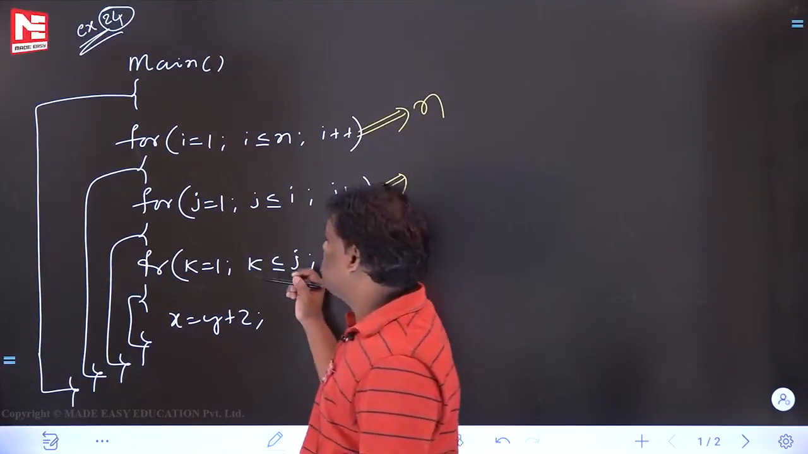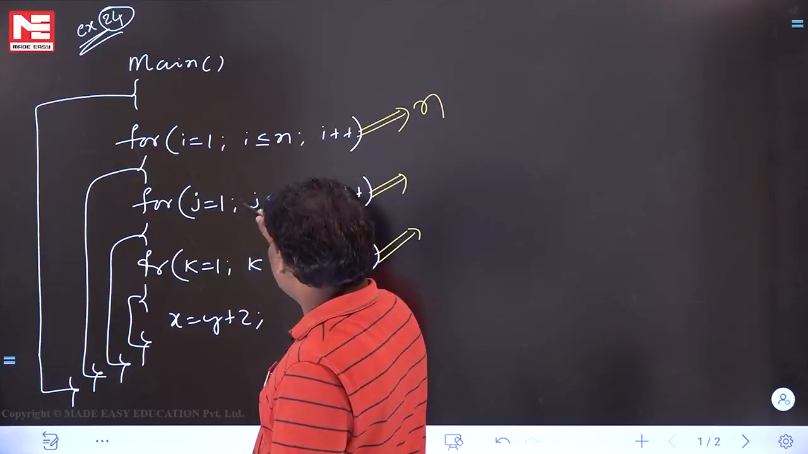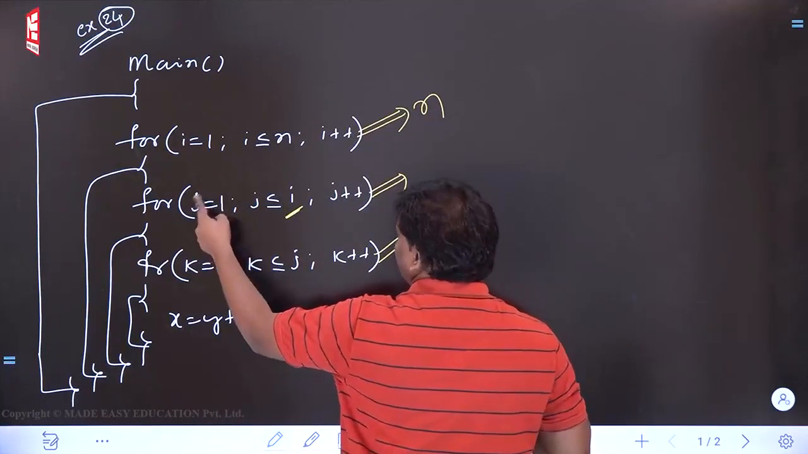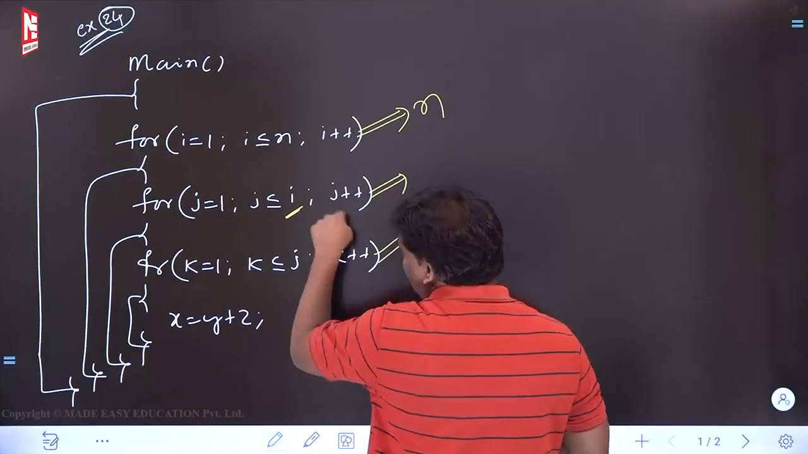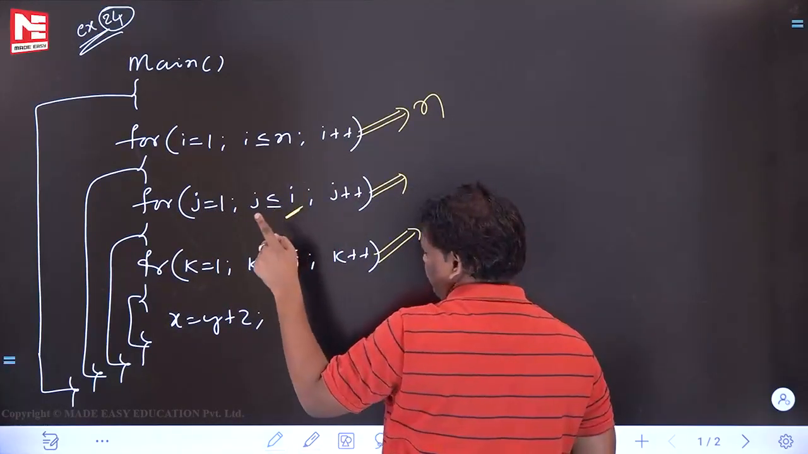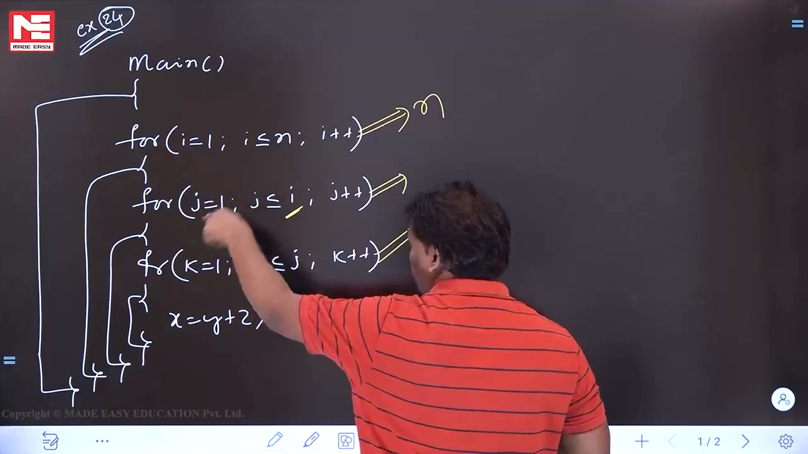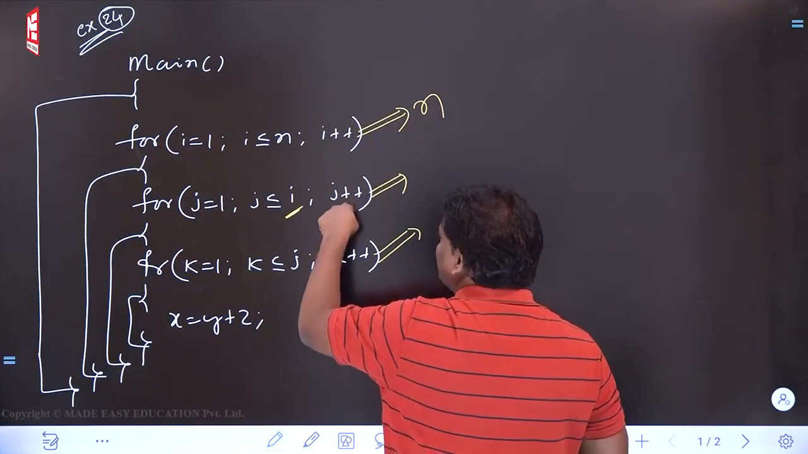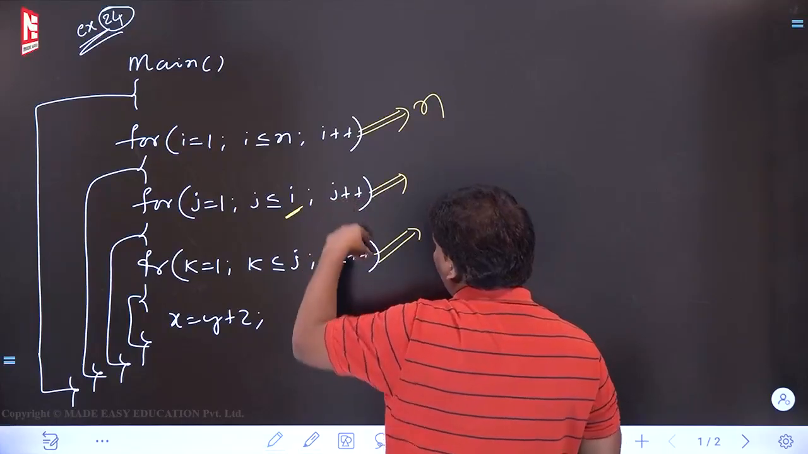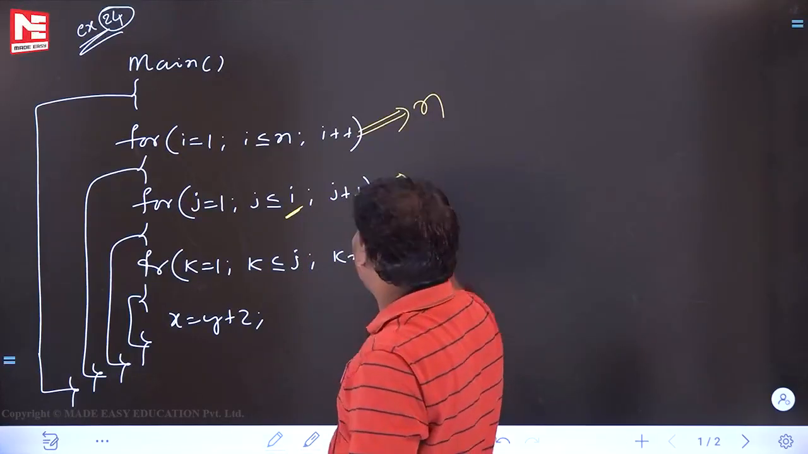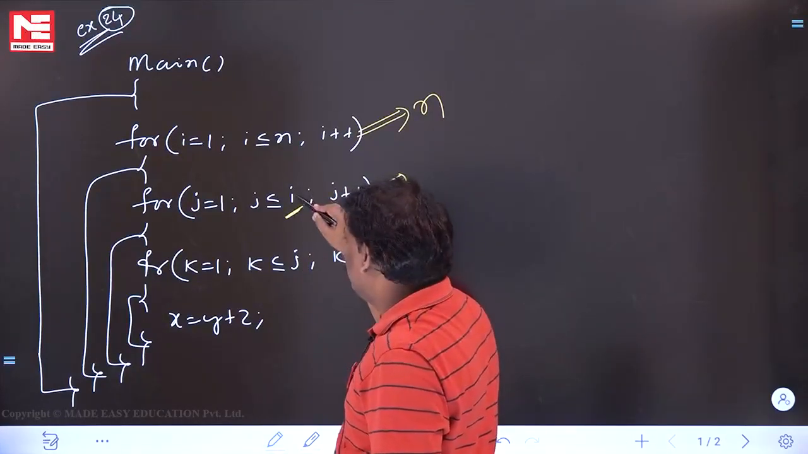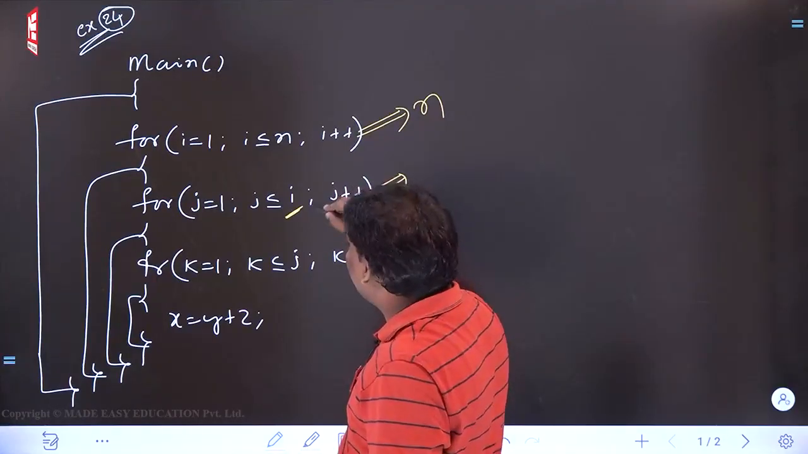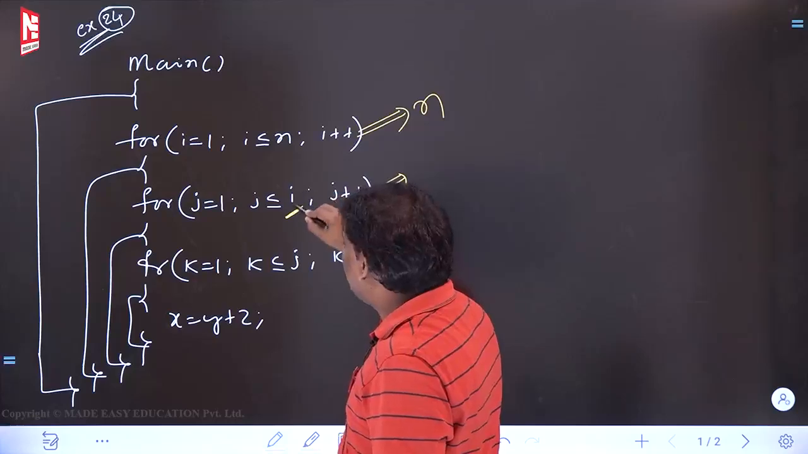But the problem here is that J loop is based on I loop. I asked the J loop: you started from 1, it's okay. You are always incrementing by 1, that is also okay. J loop started from 1, always incrementing plus 1. So it will also go n times if at all n is there. It will go I times.